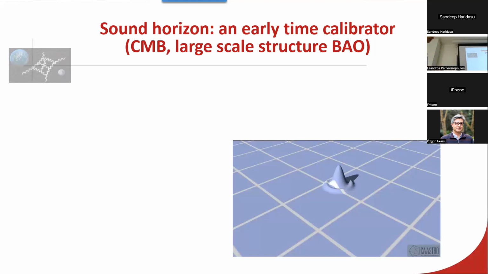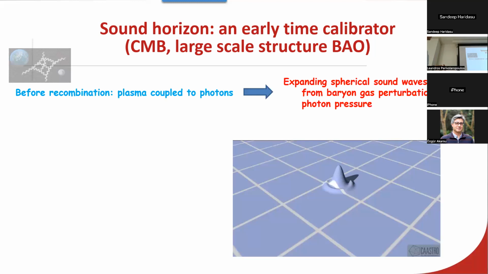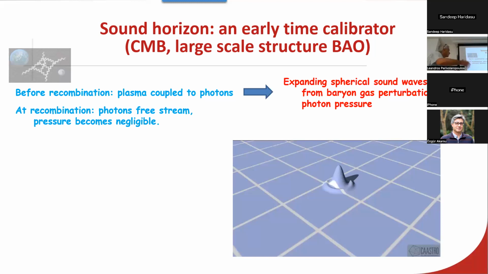Initially we have expanding sound waves emanating from baryon gas perturbation driven by the photon pressure. At recombination, photons free stream, they decouple from the baryons, so the pressure becomes negligible, and the spherical cells of baryons freeze there. And it's this thing that remains a standard ruler, which can be seen both on the CMB spectrum, and later on it remains there, and structure forms around that. So the spectrum is affected in various places, of course, not only one place, and we see this feature which gives us the information about the size of this object.